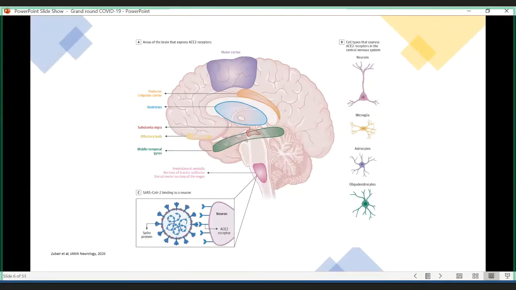On this slide, I'm showing you parts of the brain where the ACE2 receptor has been identified, which could be the target for the virus. As we see here, the brainstem, including the medulla oblongata, is a target, as are the intraventricles, the motor cortex, and the olfactory bulb. The cerebellum is also a target for the virus, but it's not highlighted on this slide.